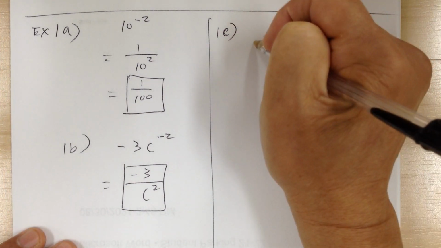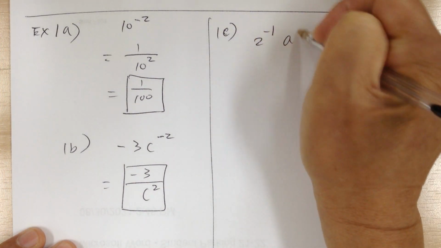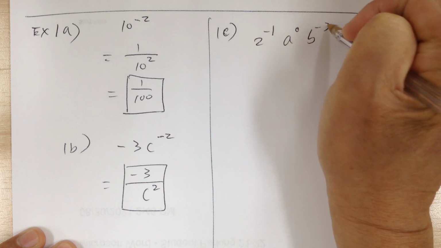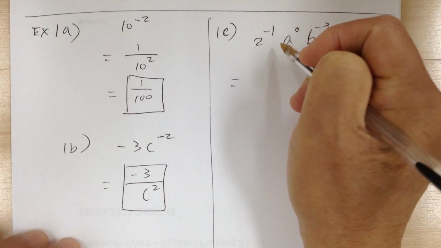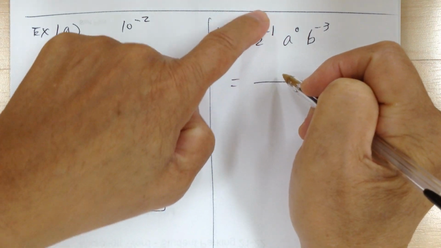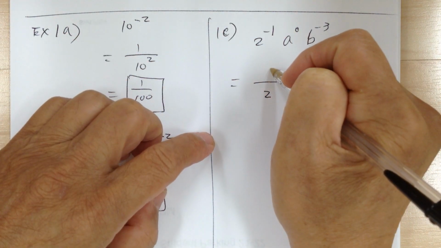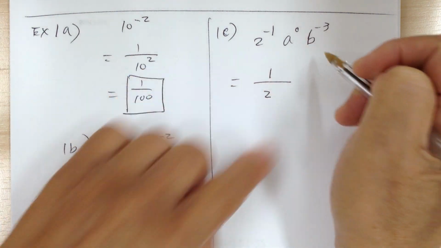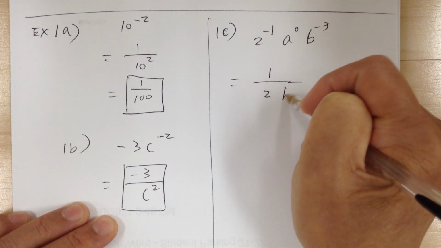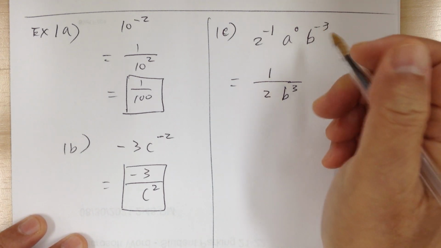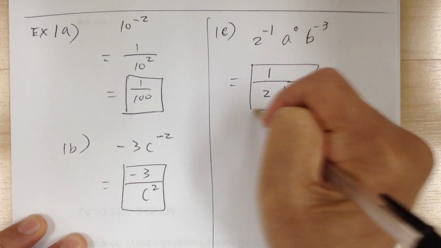Okay, let's go to C. So 1C, you have 2 to the negative 1 power, A to the 0, B to the negative 3. So you do one part at a time. So 2 to the negative 1 power means this gets flipped over to the bottom. A to the 0 power is 1. B to the negative 3 power, again, it gets flipped over to the bottom, so it'll be B to the 3. Okay, and that's it for the C.